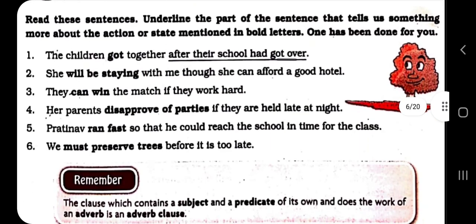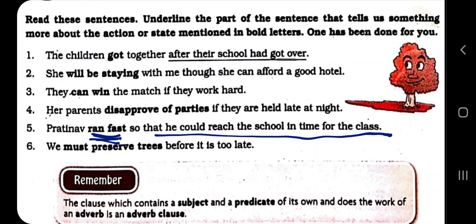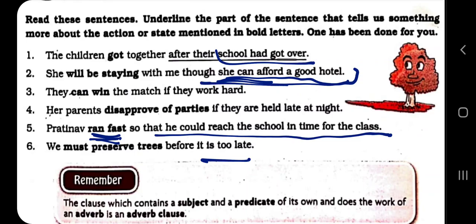Similarly, the next part. Pratinav ran fast so that he could reach the school in time for the class. This is the action, done in this way. We must preserve trees before it is too late. Please notice these clauses: school had got over, she can afford a good hotel. All these are clauses because they have both subject and predicate. But again, each is telling something more about the action in these sentences. So these are called adverb clauses.